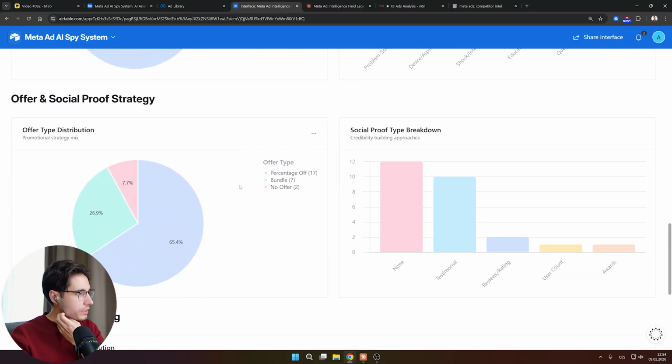And what's also important is to understand their offers, right? What are their offers? And as we can see, most of the time they are offering percentages off, sometimes bundles, but rarely ever they have no offer. So we can clearly see that they have these offers, percentage off.